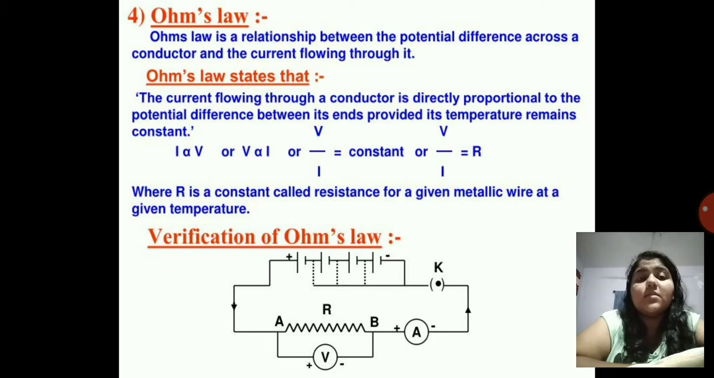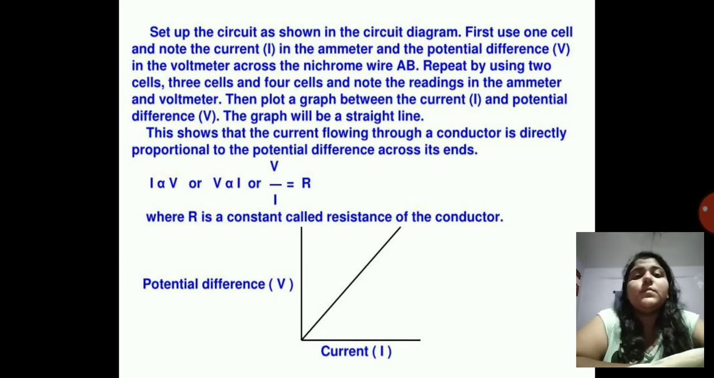See the circuit structure given over there. The zigzag pattern is known as a resistance. A and B are the two end points of the resistor. Then K is the plug key. The ammeter is attached, the voltmeter is attached, and the series of batteries is there. Then the flow is given over there. So see, set up the circuit as shown in the circuit diagram.